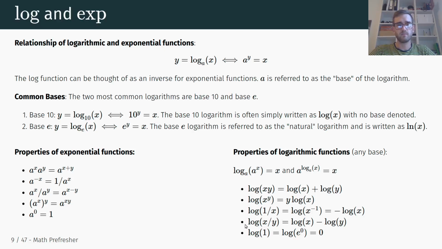Then we have log x divided by y, which is similarly, we can combine those rules and write this as log x minus log y. And then the log of 1, in this case with a natural logarithm, we could write as log of e to the power of 0, since e to the power of 0 is 1, and then pull out the 0 in front, and then we're left with 0.